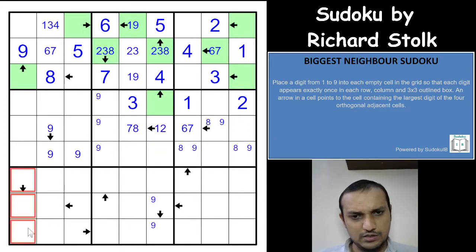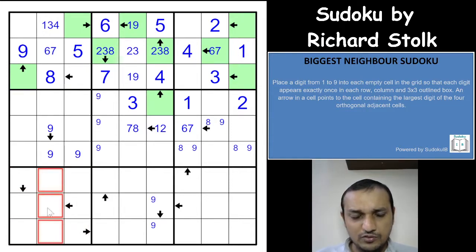Nine cannot be here. Nine cannot be here. Oh, cannot be here as well. Because, yeah, of course, that is awesome. Nine cannot be here in these 3 cells. Nine cannot be here because not pointed by an arrow. Nine cannot be here because not pointed by this arrow, and 9 cannot be here not pointed by this arrow.